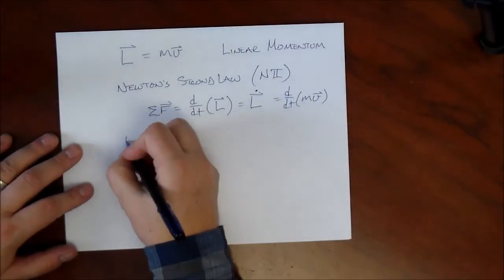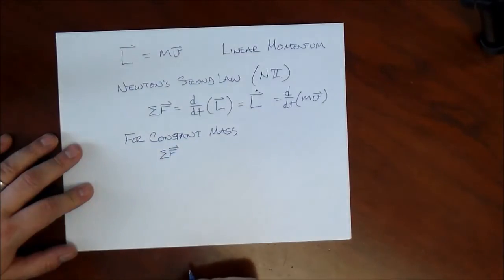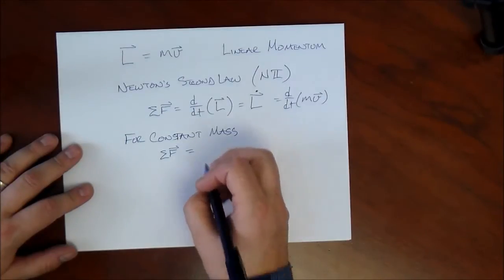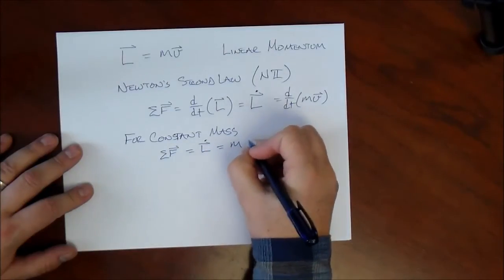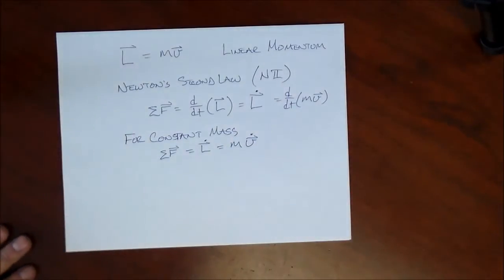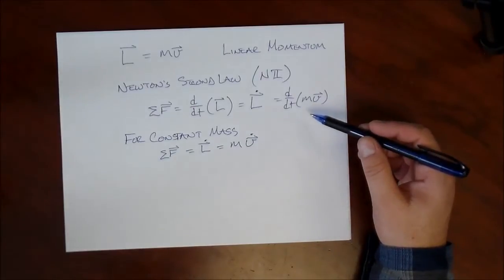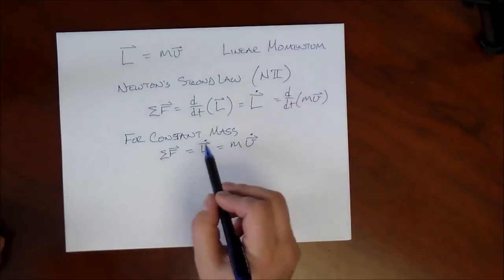If the mass is constant, then we can simply write it as the total force is equal to L dot, or is equal to m v dot. A case where the mass might be changing, for example, is a spaceship that is propelling itself and ejecting burnt fuel out the exhaust. As it ejects fuel, the mass of the spaceship itself will change, and we have to account for that. We won't be dealing with those in this class. We'll deal only in cases where the mass is a constant.